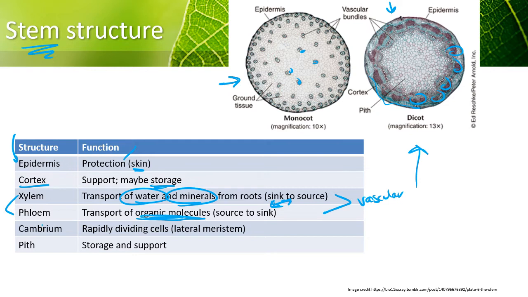Cambium, I spelled this wrong. There's no R in there. Cambium is our rapidly dividing cells, our lateral meristem. This is where we have lots of mitosis going on. And then last but not least, in the center of our dicot stem, we have pith, which is again more storage and support. This is cork. For a lot of plants, this is what cork looks like.